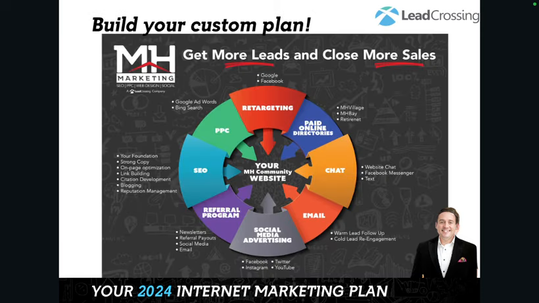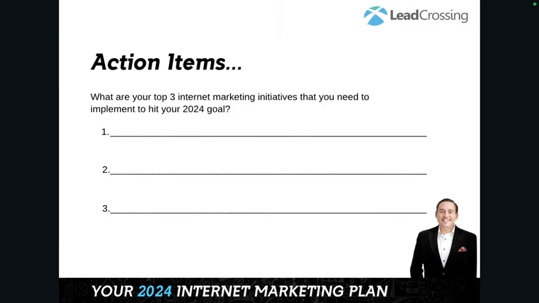As you're building your custom plan, I want you to think about, what are your 3 internet marketing initiatives that you need to implement to hit your goal? We've covered a lot of things so far. So maybe it's optimizing your website. Maybe it's getting better on social. Maybe it's capturing reviews and sharing those. Maybe it's getting pay-per-click going. Take some time to think about, what are 3 initiatives that you feel like, hey, if I did these 3 things, this would get me really moving.